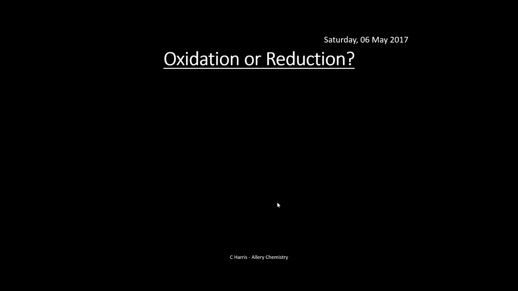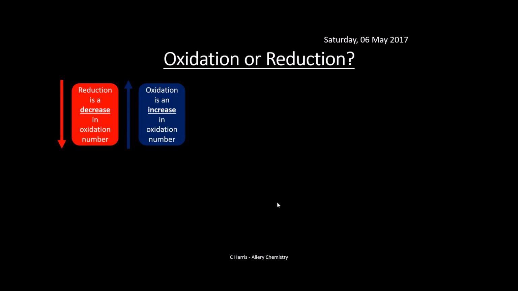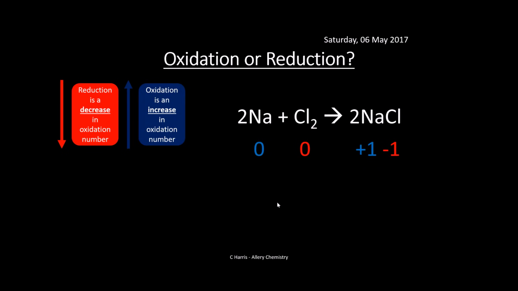Okay, oxidation or reduction. Now this is where we can use these numbers here. Reduction is a decrease in oxidation number, and oxidation is an increase in oxidation number. So let's have a look at this reaction. This is 2Na plus Cl2 will form 2NaCl. If we look here, the oxidation state of sodium is 0, chlorine 0, because they're elements. Sodium in here is +1, chlorine is -1.